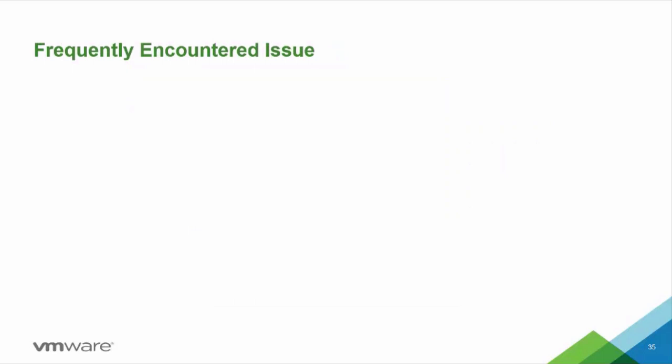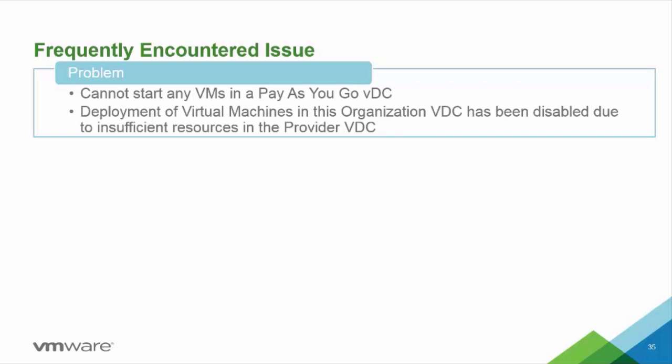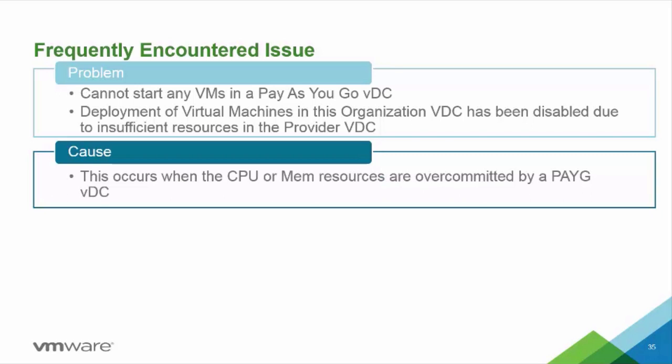So a frequently encountered issue that we'd see because of a pay-as-you-go model would be that a customer would say that they cannot start any VMs in a pay-as-you-go VDC, or that they'll see the error: Deployment of virtual machines in this organization VDC has been disabled due to insufficient resources in the provider VDC. And a cause of that is that the CPU or memory resources are overcommitted by a pay-as-you-go VDC.